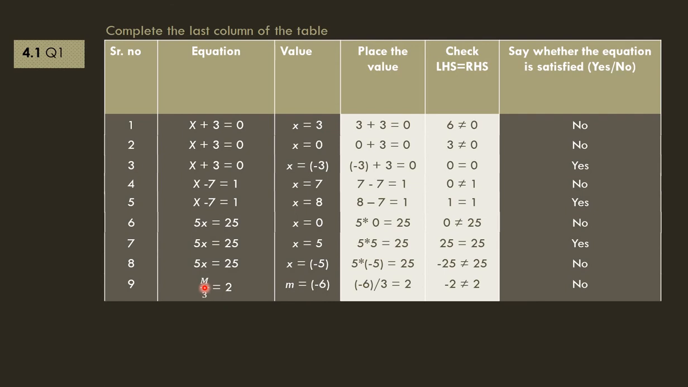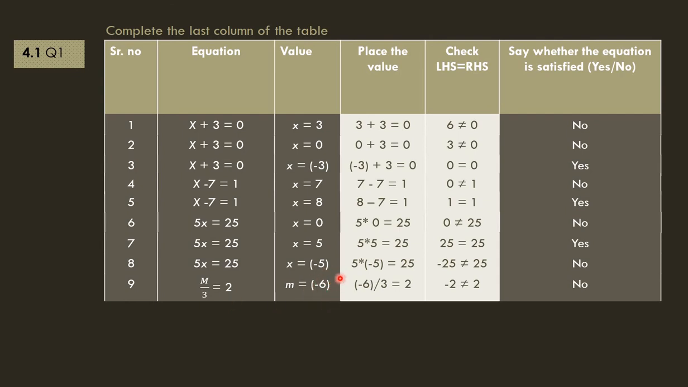Next equation is division of division. M divided by 3 is equal to 2. I can read this equation like this also: M upon 3 is equal to 2. Value of M is given minus 6.